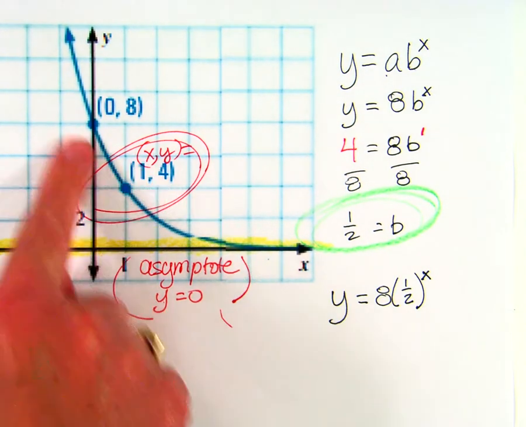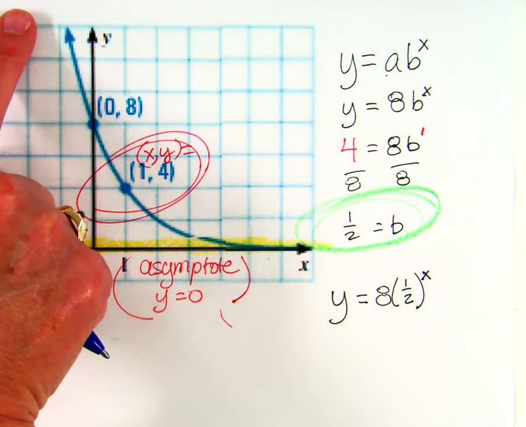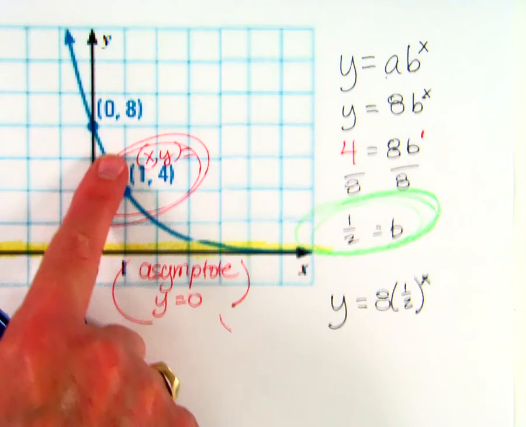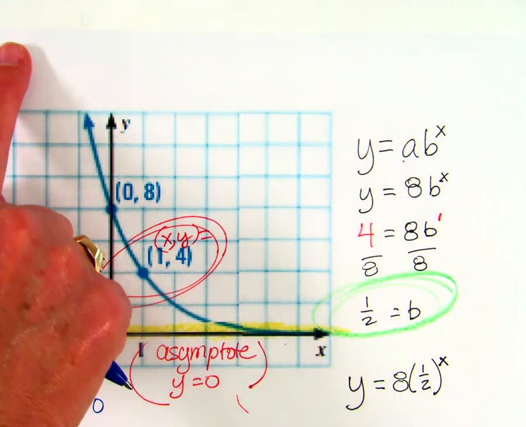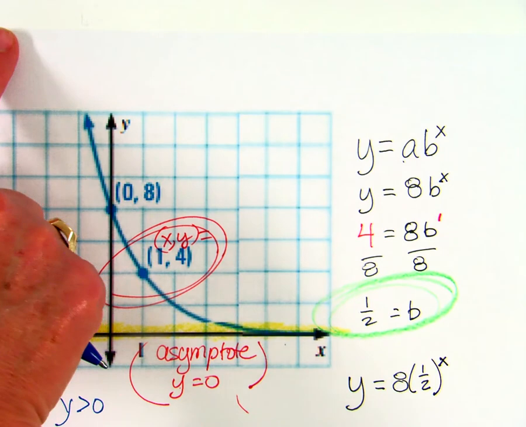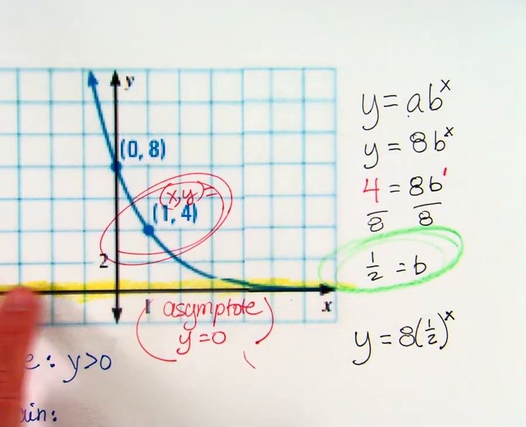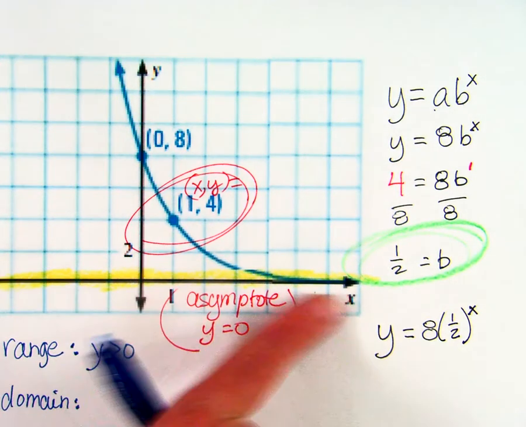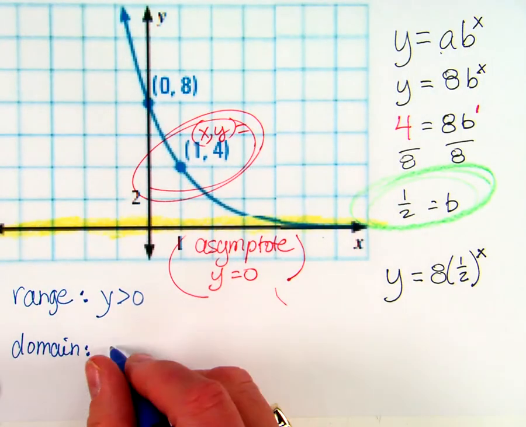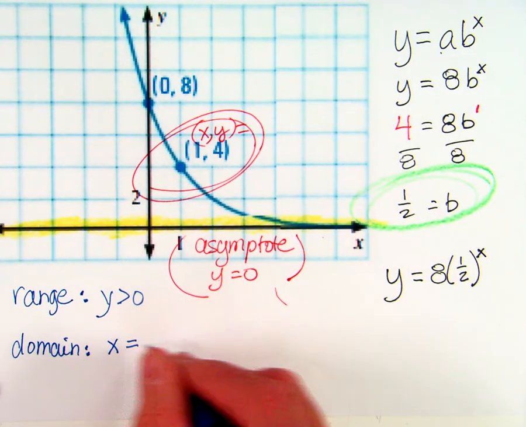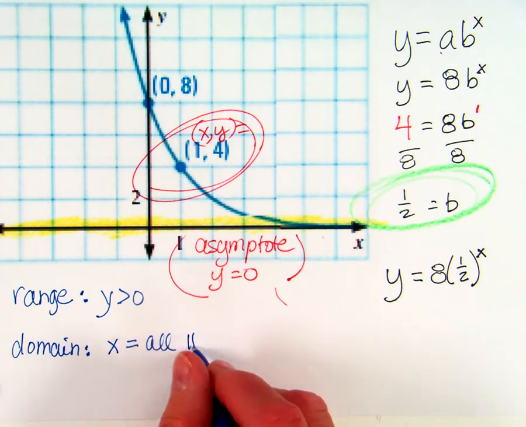What about over here? It's going to get high really fast, but it's going to keep going out. It's going to be a really big number when it goes out, but there will be a number there. So we can see that for every value going to the left or to the right for x, there will be a value. So the domain is x is all real numbers.